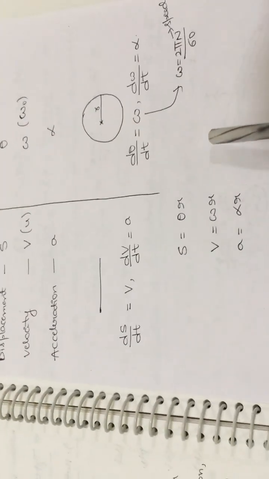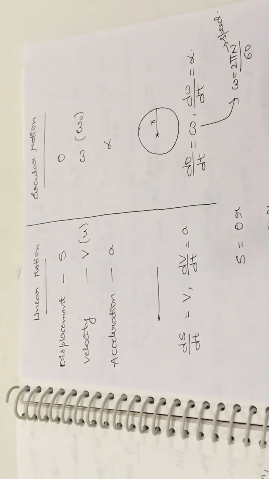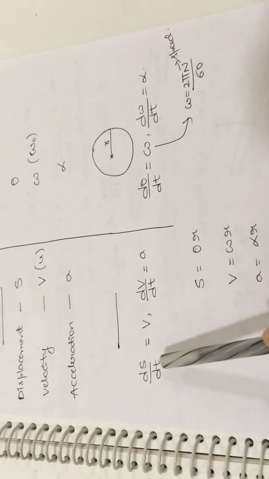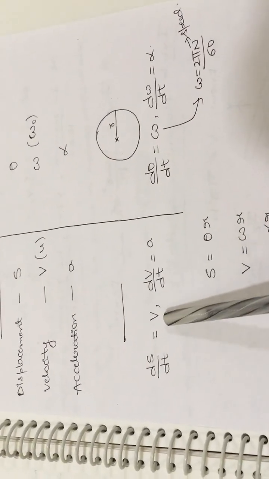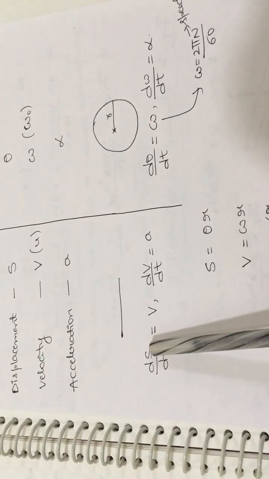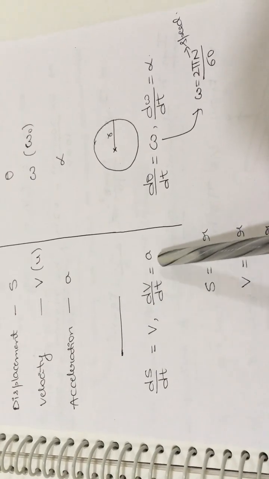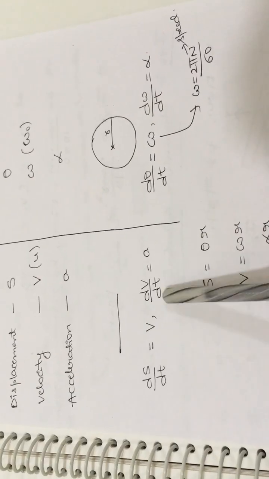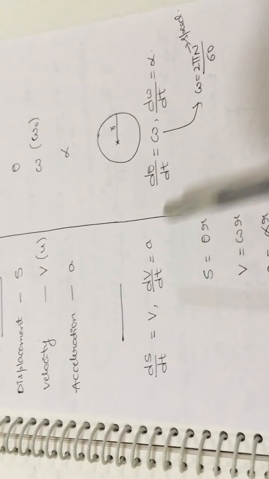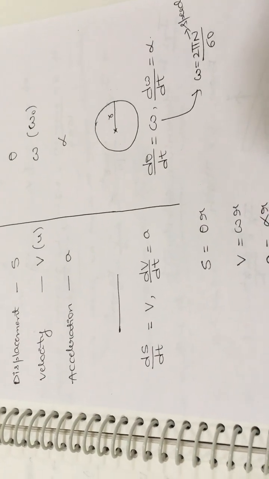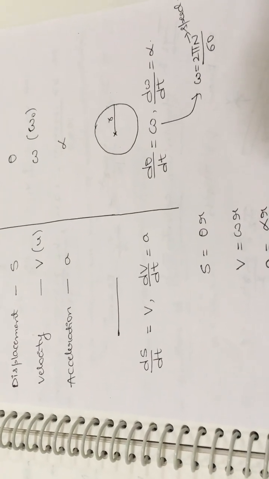Now we will see the formulas when we compare the linear motion and circular motion. Generally ds by dt is equal to v, that is nothing but rate of change of displacement is nothing but velocity, and rate of change of velocity is nothing but acceleration. So these two are the formulas under the rectilinear motion, under variable acceleration.